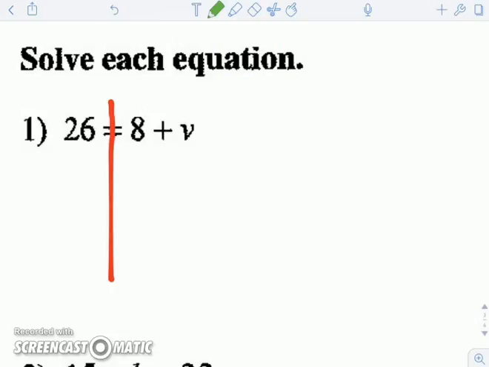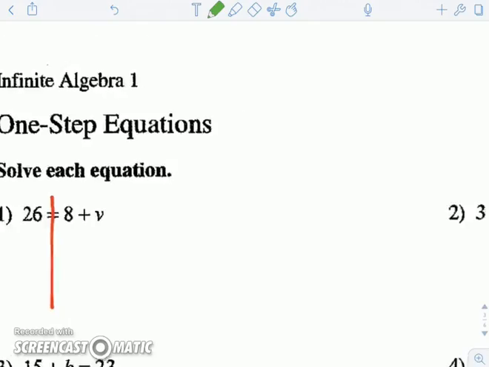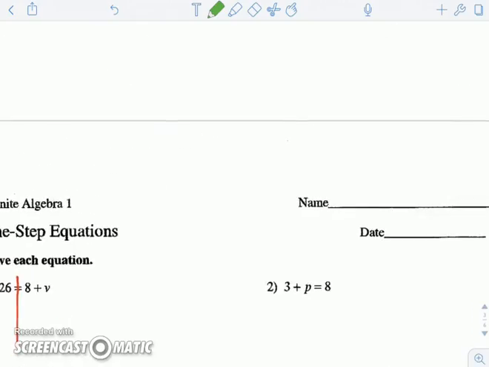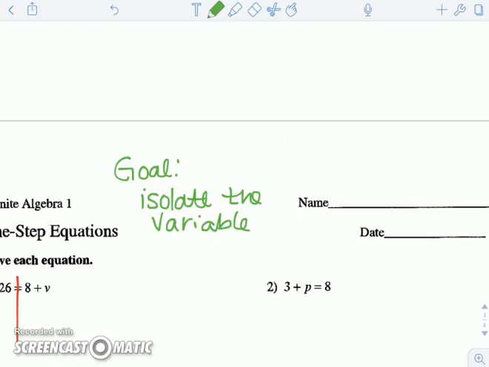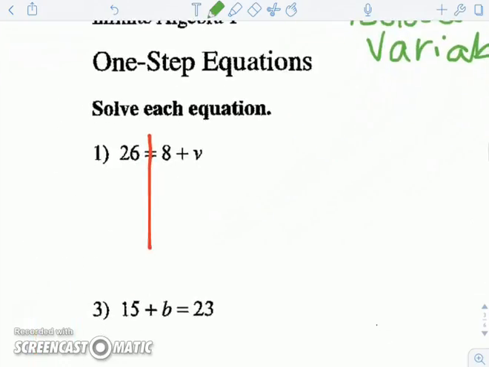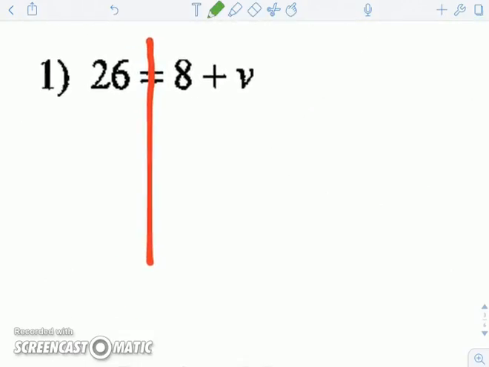Now I have to isolate the variable, so that's my goal. Okay, so I'm going to make a note up here. The goal when I'm solving these is to isolate the variable. So isolate means get alone, and the variable meaning the letter. Okay, I also have to follow the rules of math though. I can't just pick pieces up and move them around however I want.